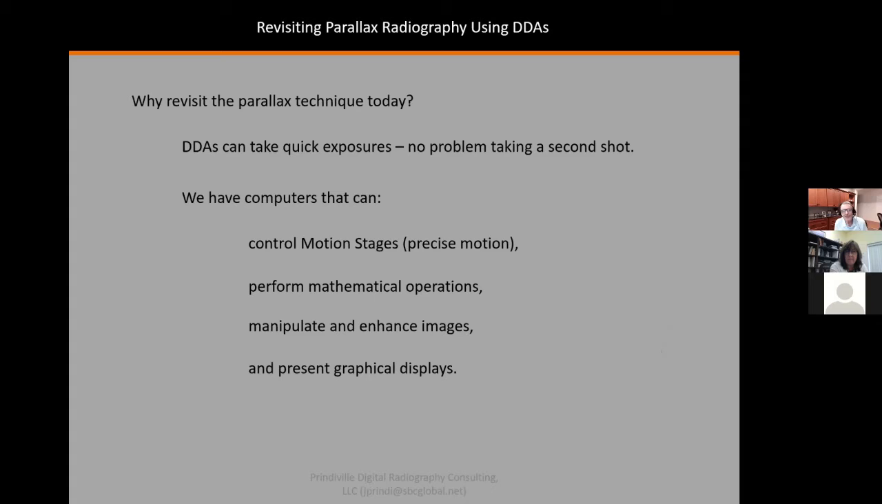So why revisit parallax today? Okay, we have digital detector arrays, they're quick. You can get a second exposure, no problem. We also have computers with control. We control motion systems, whether that be a linear stage or a rotational stage. The computer can do the mathematics for you. You don't have to worry about that.